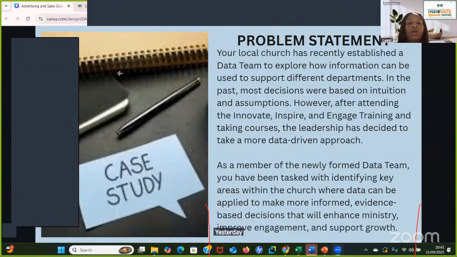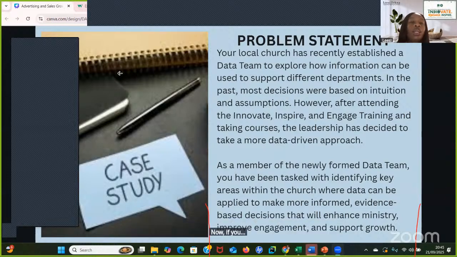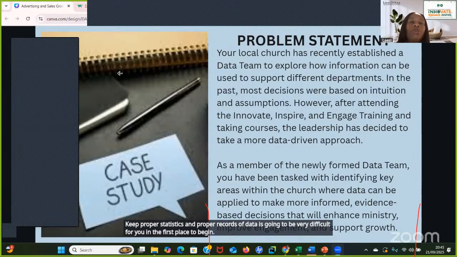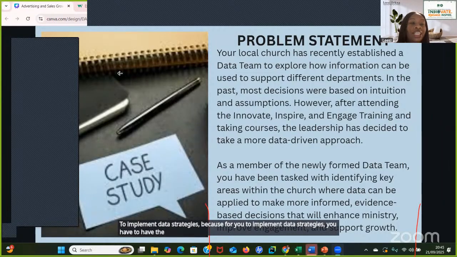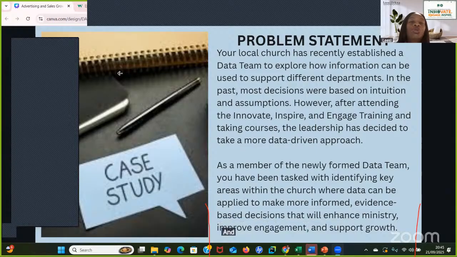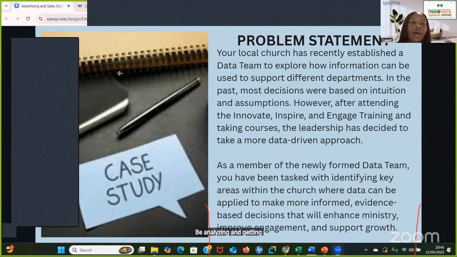Yesterday, when I talked about data lifecycle management, I talked about the acquisition phase of data. Now, if you are an organization that does not keep proper statistics and proper records of data, it's going to be very difficult for you in the first place to begin to implement data strategies, because for you to implement data strategies, you have to have the figures, you have to have the statistics, and the statistics have to be accurate. If they are not accurate, you would be analyzing and getting results, but those results are not the true picture of what it should be.